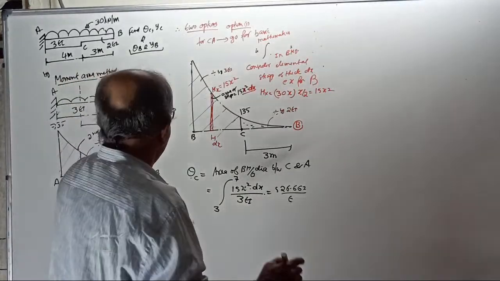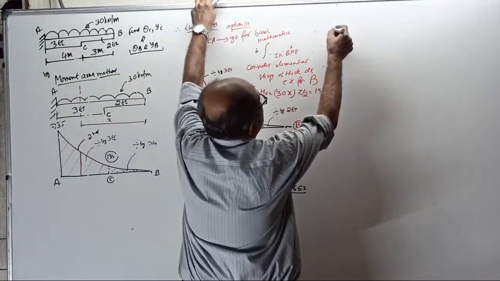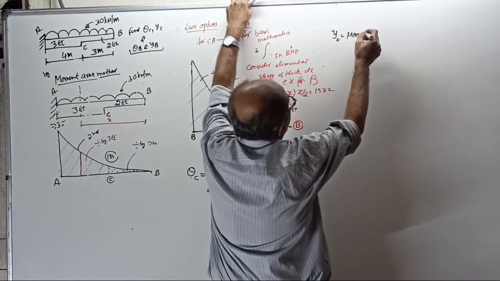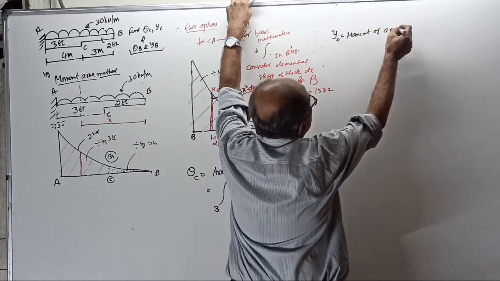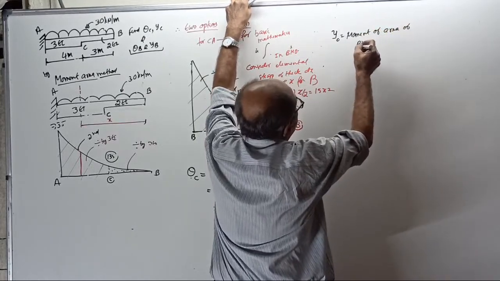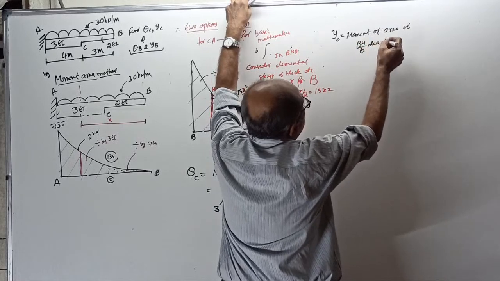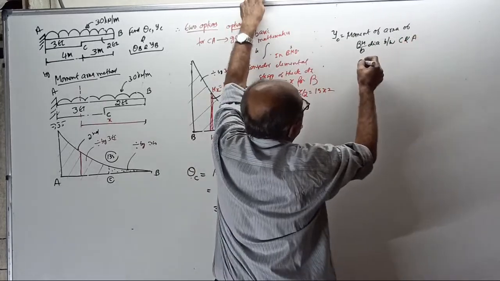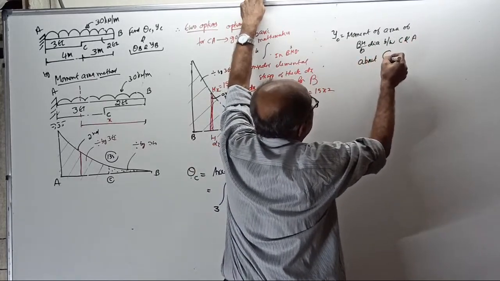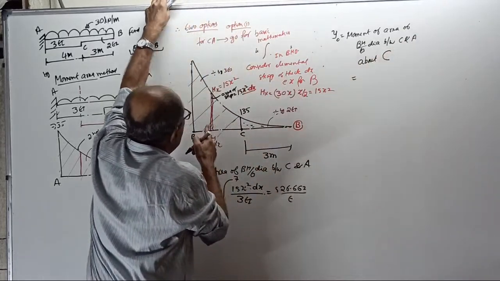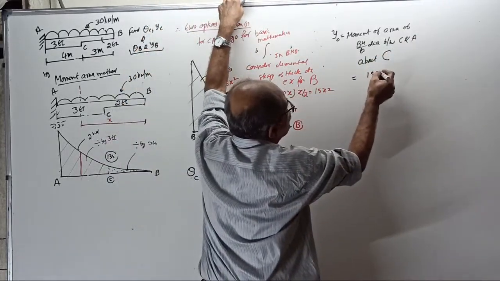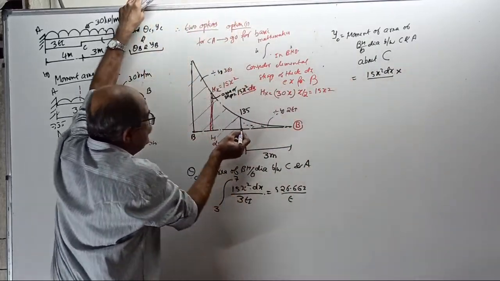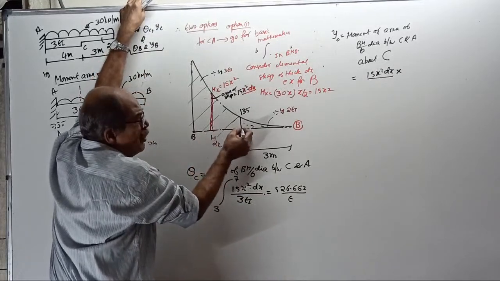Okay, now I want the deflection at C. Deflection at C is the moment of area of the BM by EI diagram between that point C and the fixed end A, about C. See, the area of the strip is 15x square dx. Multiply by this distance. Be careful. Moment about C I want.